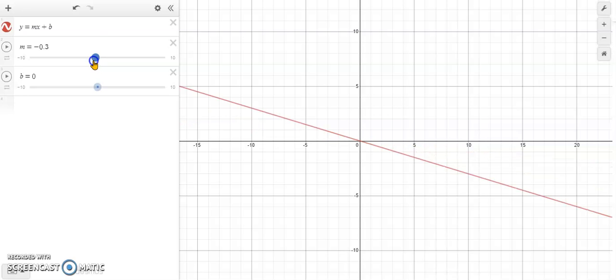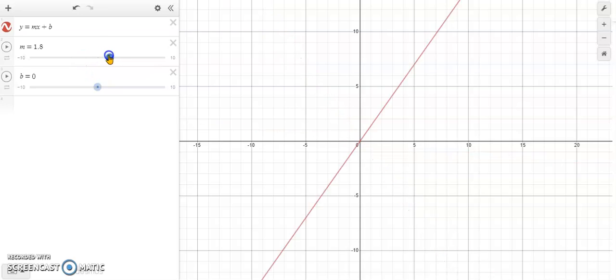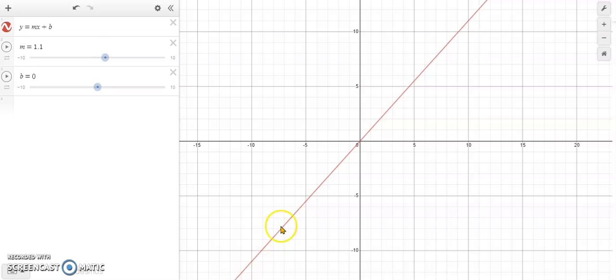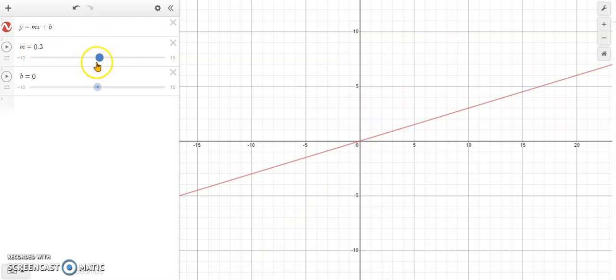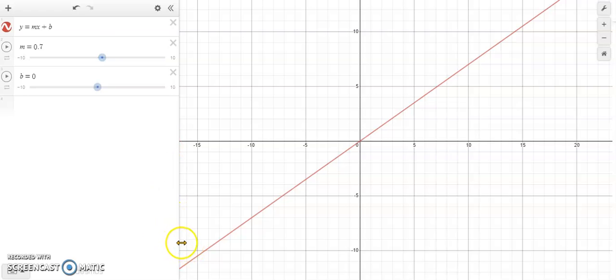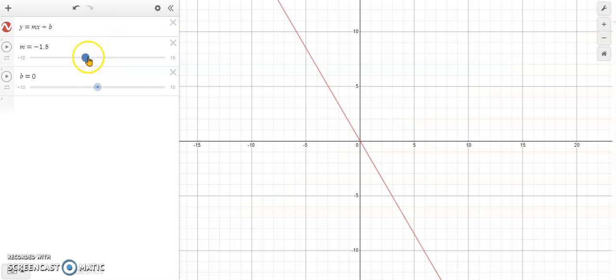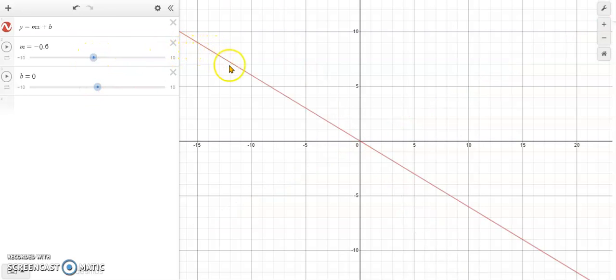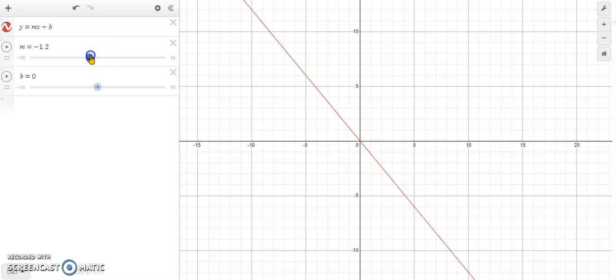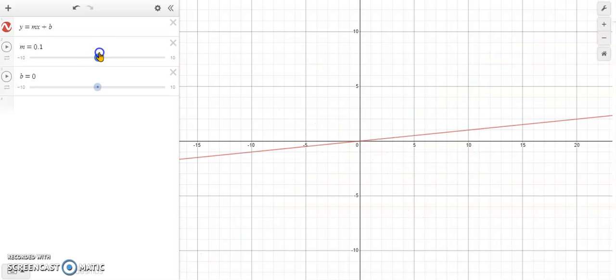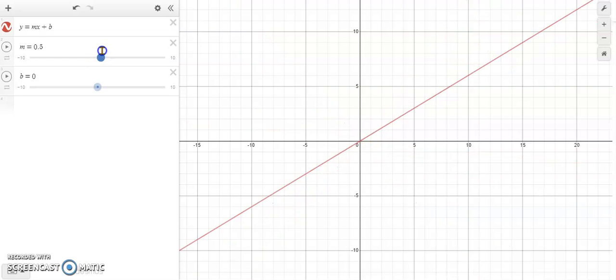Now, what happens when I go negative? Look, the line changes directions. When it's positive, the line goes up from left to right. But when it is negative, the line goes down from left to right. I like to think of riding my bike. Here's the hill. I'm riding up the hill, because remember we read from left to right, so I'm riding up the hill, positive slope. But if it's negative, I ride my bike and I'm riding down the hill, negative slope. Okay, so the slope, m, changes the direction of the line and the steepness of the line. So remember, slope is a rate, and it's a measure of steepness. Now we're just going to leave that slope at 1.